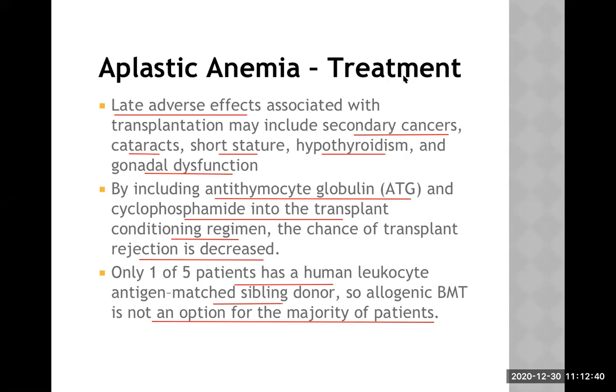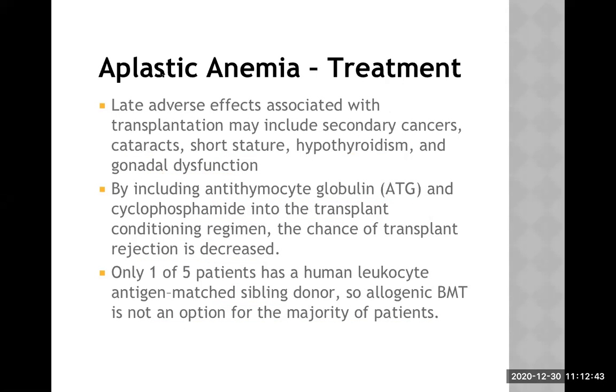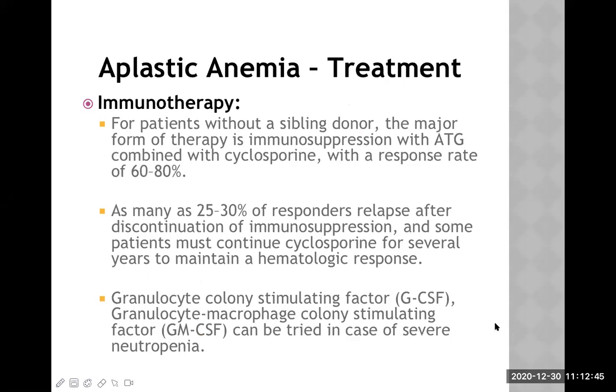Now, if bone marrow transplantation is not an option, then what is the next option we have? That is immunotherapy. We still have another type of treatment which is available. This is done by ATG, antithymocyte globulin, and it may be combined with cyclosporine. Look at the response rate, around 60 to 80%. Bone marrow transplantation has 90% survival or cure rate, whereas ATG has 60 to 80%. So it's still good. It is a good alternative.